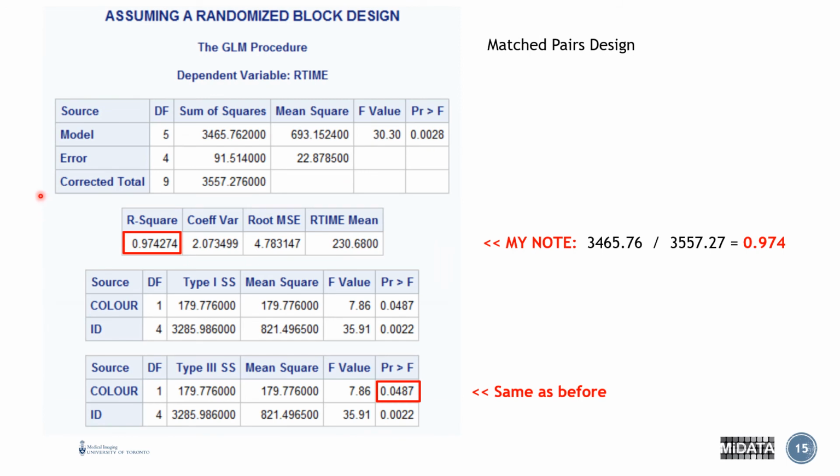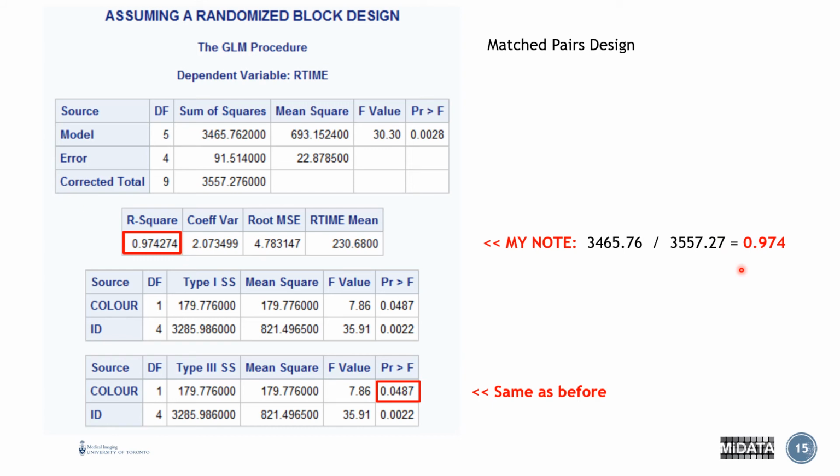So what if we were to assume a randomized block design? When we do the analysis this way, the first thing I'm going to point out is the R-square. It's now 97%, which is indicative of a very good fit. Your model is a very good fit for the data for predicting your dependent variable. Interestingly, how you calculate the R-square is that you take the sums of squares for the model and you divide it by the total sums of squares.